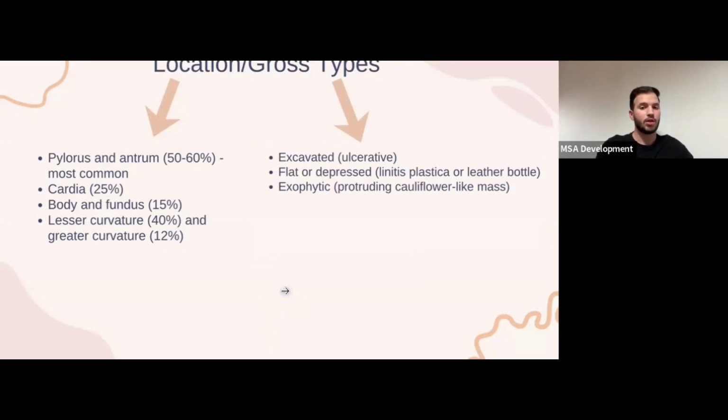Now, how do they look on gross? It's either excavated, ulcerative, or exophytic, protruding like a nodule, for example, or it may be flat or depressed. We call it linitis plastica.